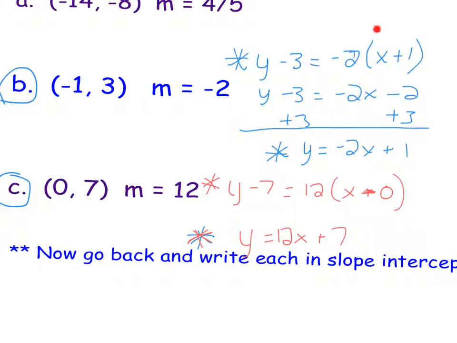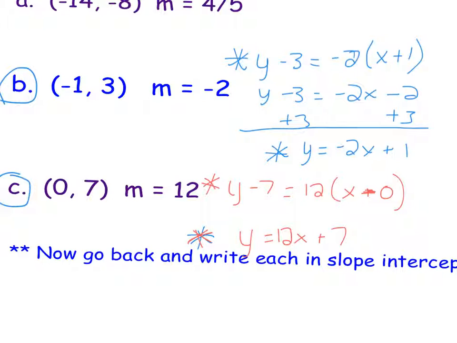And then after that, I just use the distributive property. Don't forget to change the signs. Some of you are still dropping negatives, and then it was -3, so I added 3, so that would be like a -2 plus 3. -2 plus 3 is 1. So here is my equation in slope-intercept form.